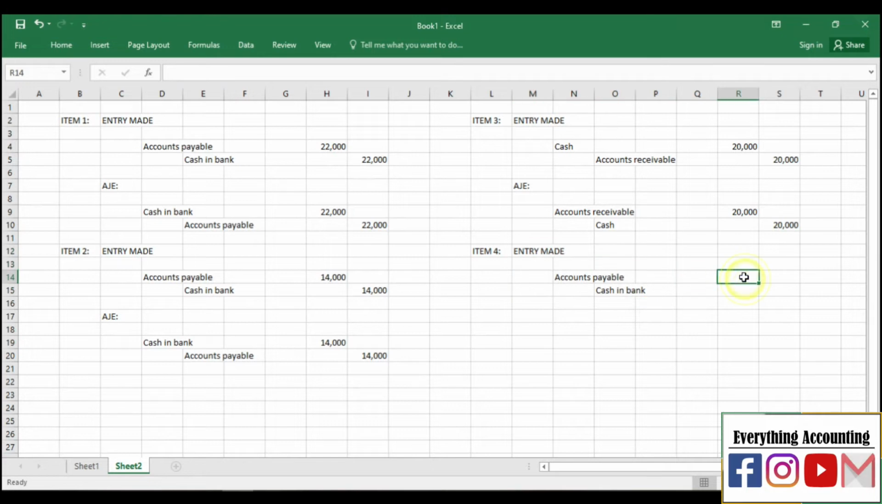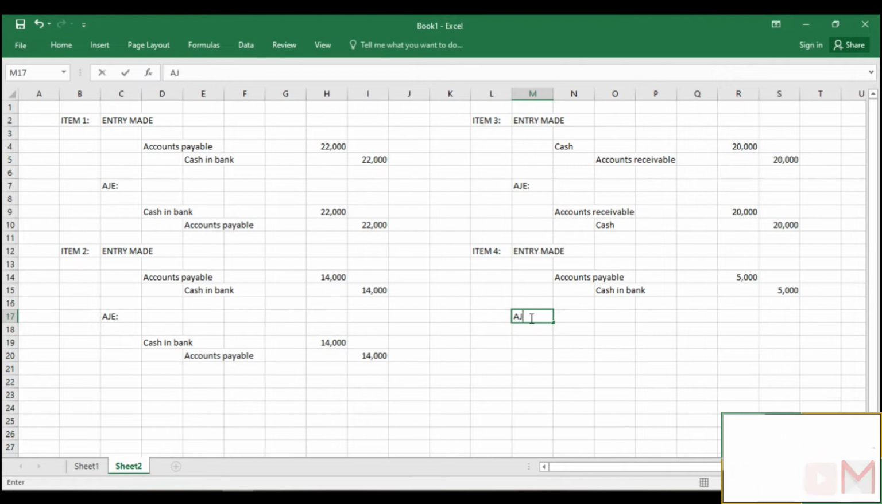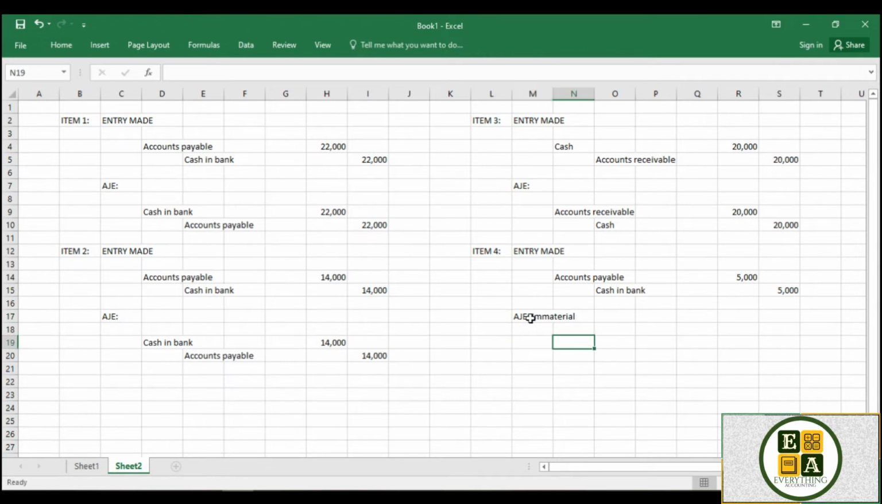So, debit tayo ng 5,000 for accounts payable, then cash for 5,000 again. Credit sa cash in bank. However, assuming immaterial, ano yung suggested natin na adjusting journal entry dito? First is to reverse. Okay? Debit tayo, cash in bank. Then credit tayo, accounts payable. Okay? Good for 5,000.